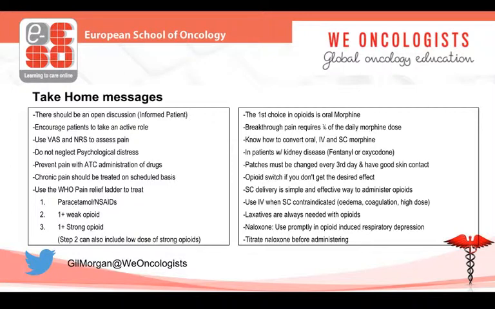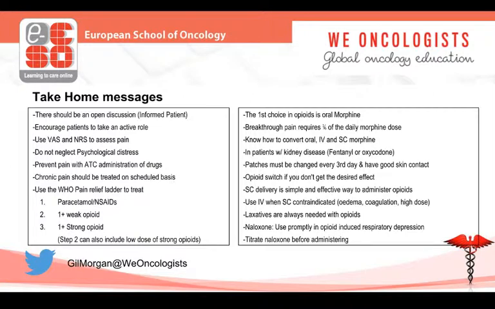Prevent pain with around-the-clock administration of drugs always. Chronic pain should be treated on a scheduled basis. Don't forget how to use the WHO pain relief ladder. Always start with paracetamol. You have the second step, which is paracetamol and weak opioids, and the third step, paracetamol and strong opioids. And know that step 2 can always include a low dose of strong opioids.